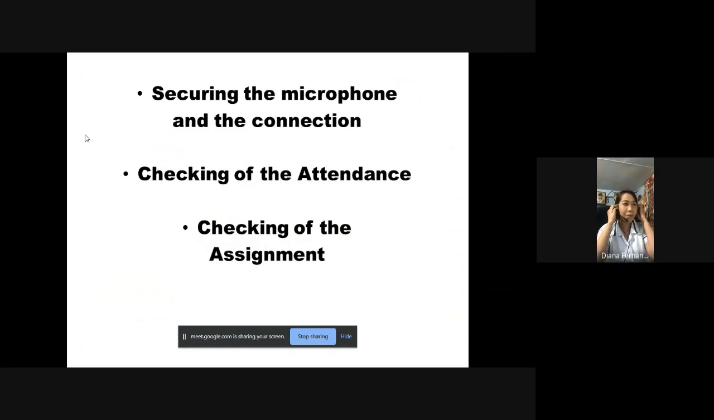All right, so let us secure our microphones. Let me ask you if you can hear and see me clearly. Did you check your microphones before coming to this class? If you do not have something to say, you can turn off your microphones so that we can avoid noise, okay? Let us check the attendance. I can see 38 participants in this meeting today, so that means that we do not have absent. That's great. Checking of the assignment: I did not give you any assignment last time, so let us proceed to our next topic.